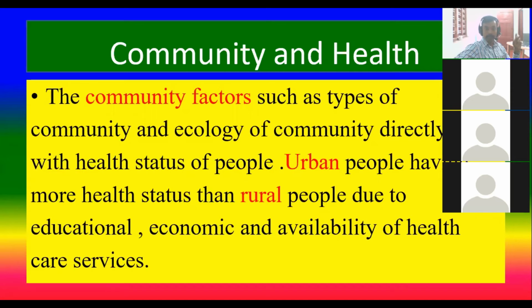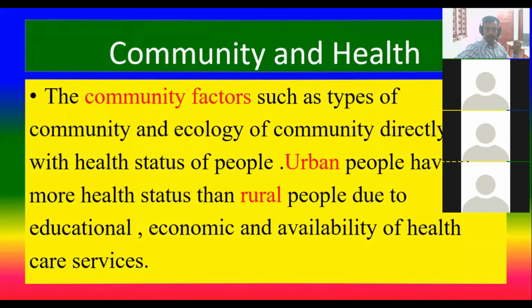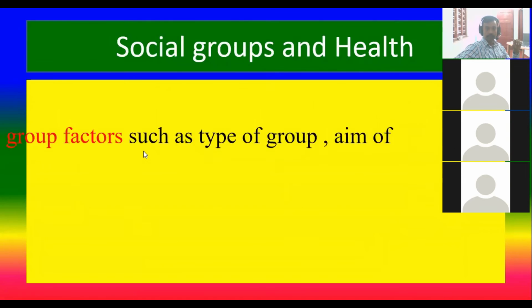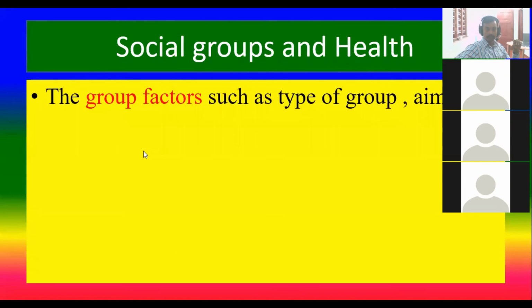Then availability of healthcare services is another key factor. In the city, mainly rural versus urban, city people have more access to healthcare services, but rural people have less access due to facilities availability. Then social groups and health.